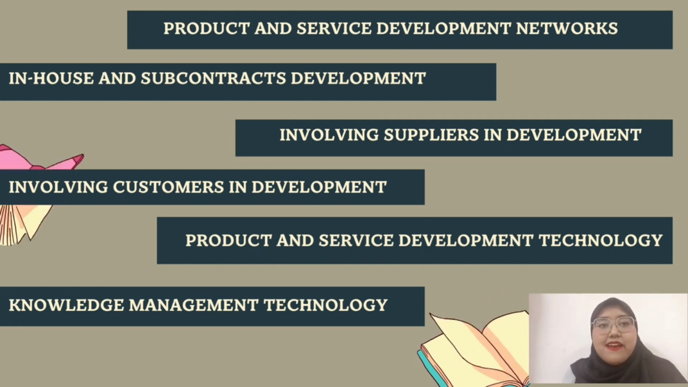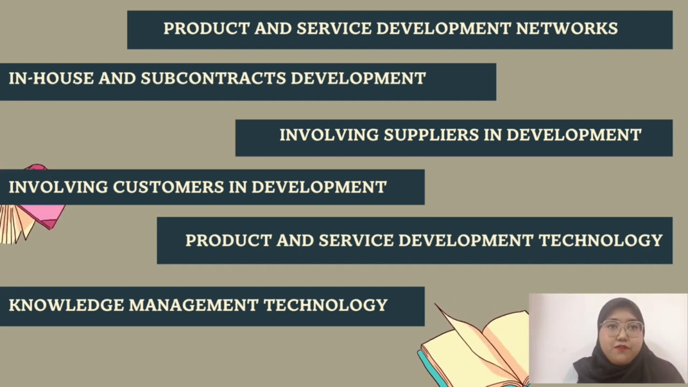The last one is project-based organization structure. There are 4 types of organization structures. The first one is functional organization. The second one is functional matrix or lightweight project manager. The third one is balanced matrix, and the last one is project matrix, also known as heavyweight project manager. That's all from me.